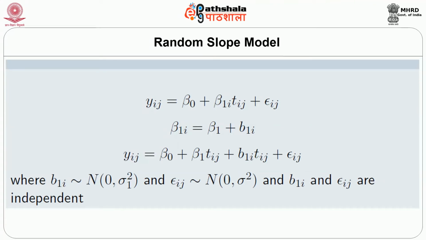And b_1i is assumed to be a random variable following normal(0, sigma_1 squared), and so the full model now becomes y_ij equals beta_0 plus beta_1 T_ij plus b_1i T_ij plus epsilon_ij, and b_1i follows normal(0, sigma_1 squared), epsilon_ij follows normal(0, sigma squared) independently and identically, and b_1i and epsilon_ij are assumed to be independent.